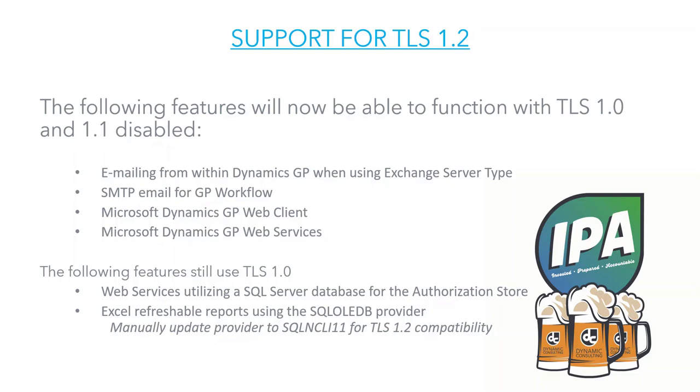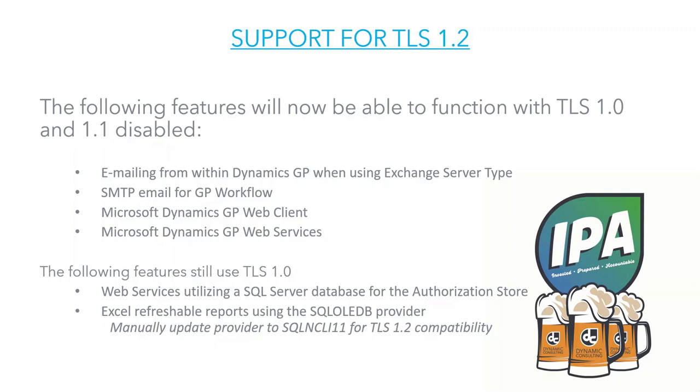This next enhancement is a technical update as well. The support for TLS 1.2 is included with GP 18.3. What that means is there is a security enhancement to now use this newer version of TLS. So 1.0 and 1.1 are not needed anymore, especially when we're talking about emailing features, web services, or the web client. This is an important security enhancement to be compatible with some of the requirements of certain things such as VAT tax.